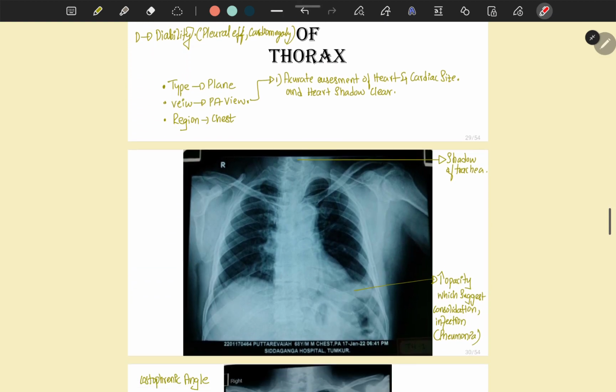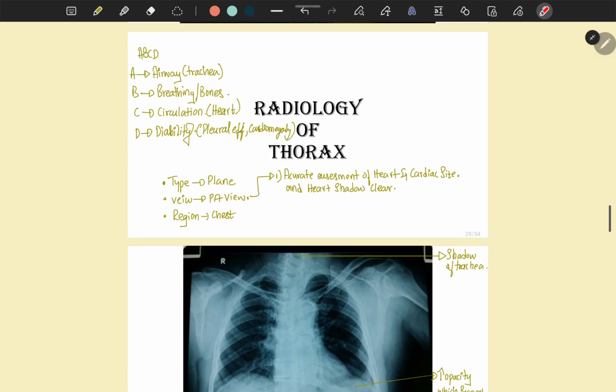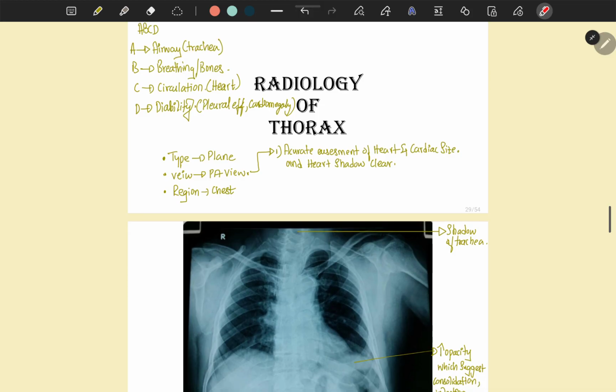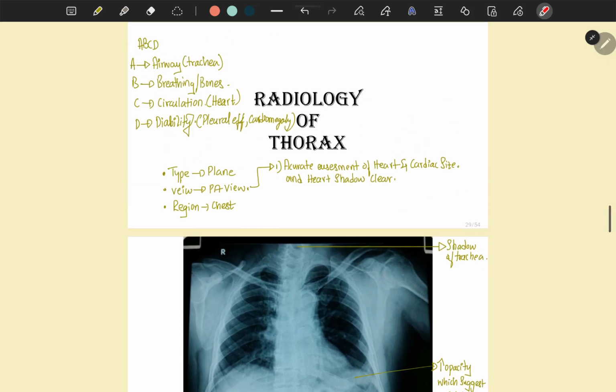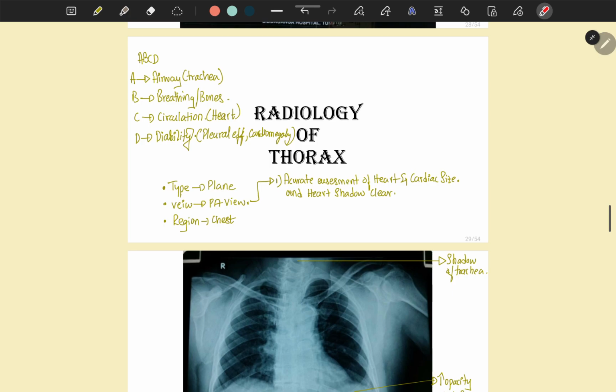So here in the first X-ray, you can see a light opaque. Here there is opacity, which suggests the consolidation, infection in pneumonia. Okay, first is trachea, airway. Here you can see the black, dark structures. This is the shadow for the trachea, airway, for the air to pass.